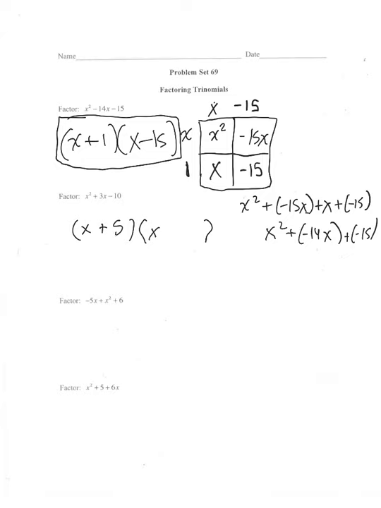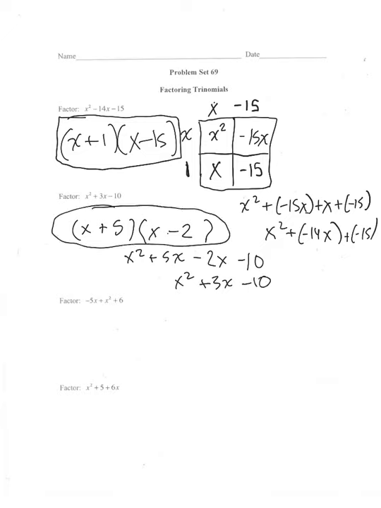So positive 5 and negative 2, and let's just double check that. 5x would be my middle term, and negative 2x, which would add to equal positive 3x, and 5 times negative 2 gets you negative 10. You can always FOIL this out as well to double check, right? First, outer, inner, last. So I'd get x squared plus 5x minus 2x minus 10, and it looks like I am in fact going to get the trinomial that I started with. So my factored form is here, and it is correct.